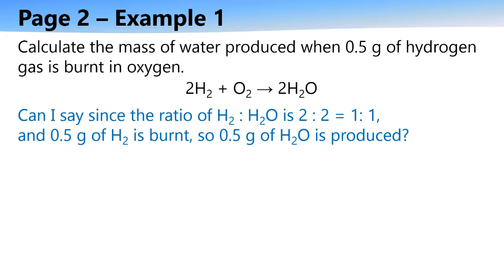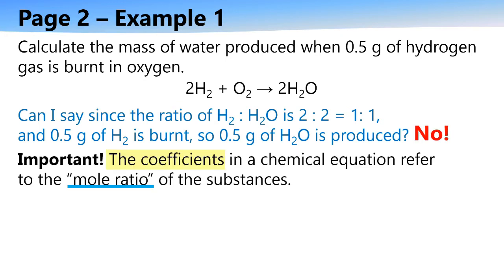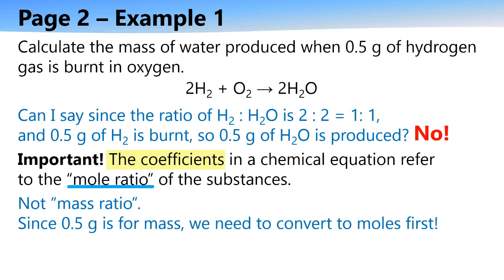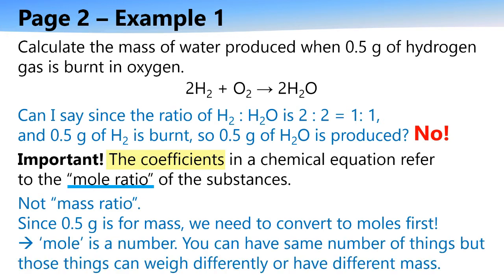The answer is actually no. Please remember, the coefficients in the chemical equation refer to mole ratio, not mass ratio. Since 0.5 grams is for mass, we need to convert the mass to moles first. Then we can use the mole ratio. So mole is a number. It is not a mass. So you can have the same number of things, but those things can weigh differently or have different masses.